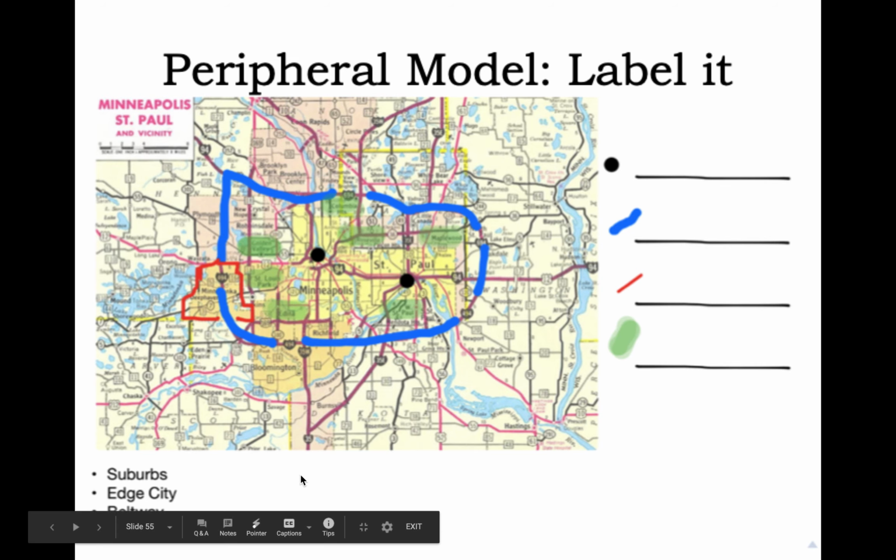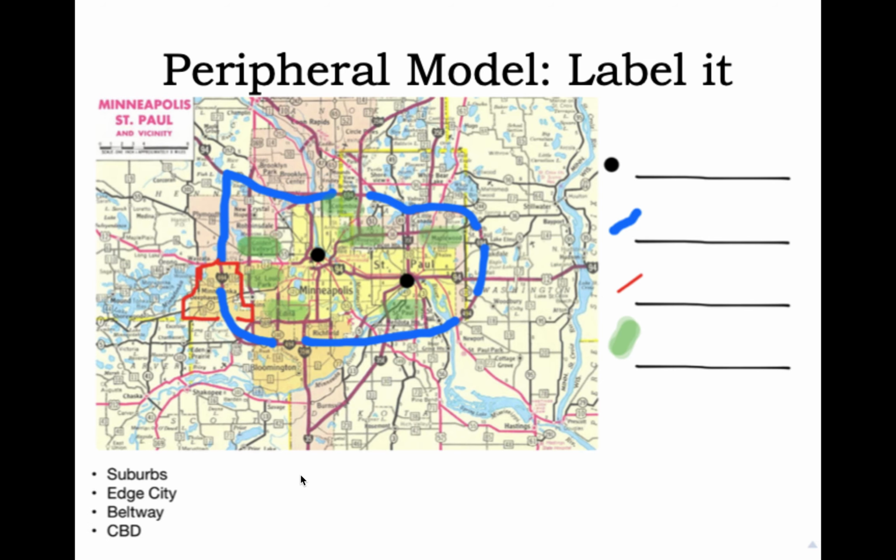All right, can you go ahead and label the following on this peripheral model? Where are the edge cities? The belt line I didn't talk about. The belt line is the interstate that goes around. And inside that belt line will be the central city. Outside that belt line will be the periphery or the suburban regions.